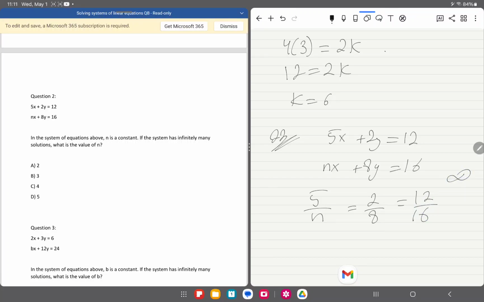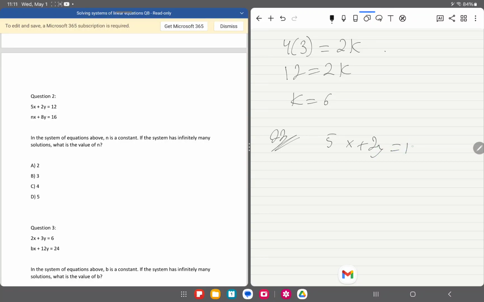If you're considering no solutions, this one works fine: putting 5 over 2 is equal to n over 8 is not equal to 12, like this example, if you have no solution. So it's better to take the ratio next to it. This is my advice. Let us see how it works later on. Now, I've erased it twice now, sorry. I was just trying to make a point over there. Okay, so nx plus 8y is equal to 16. 5 over n is equal to 2 over 8.